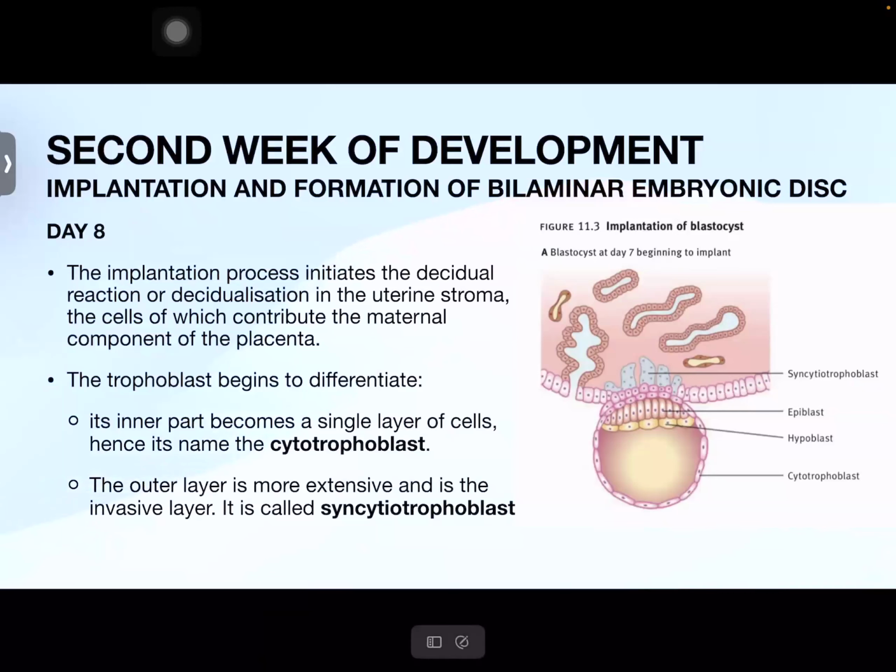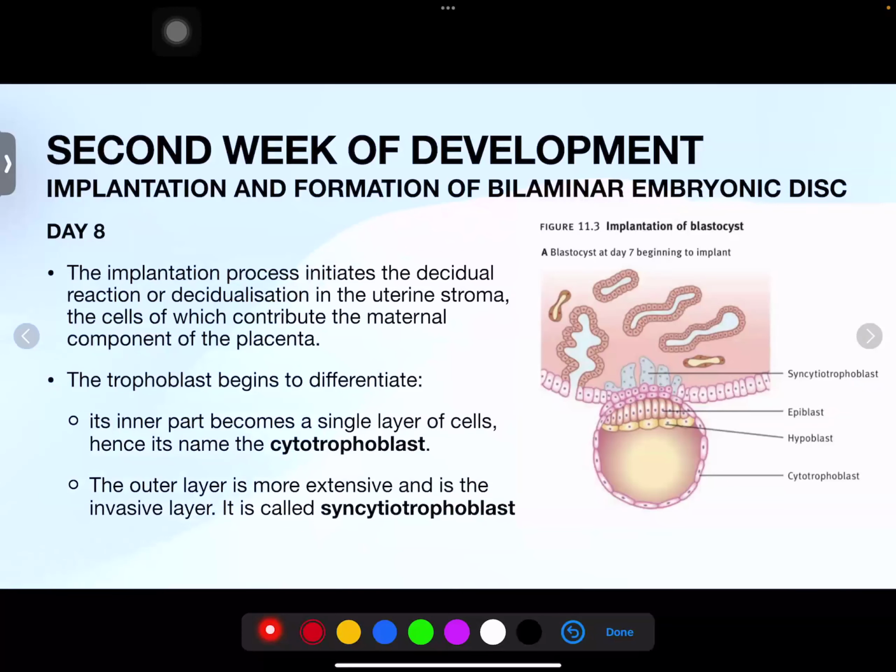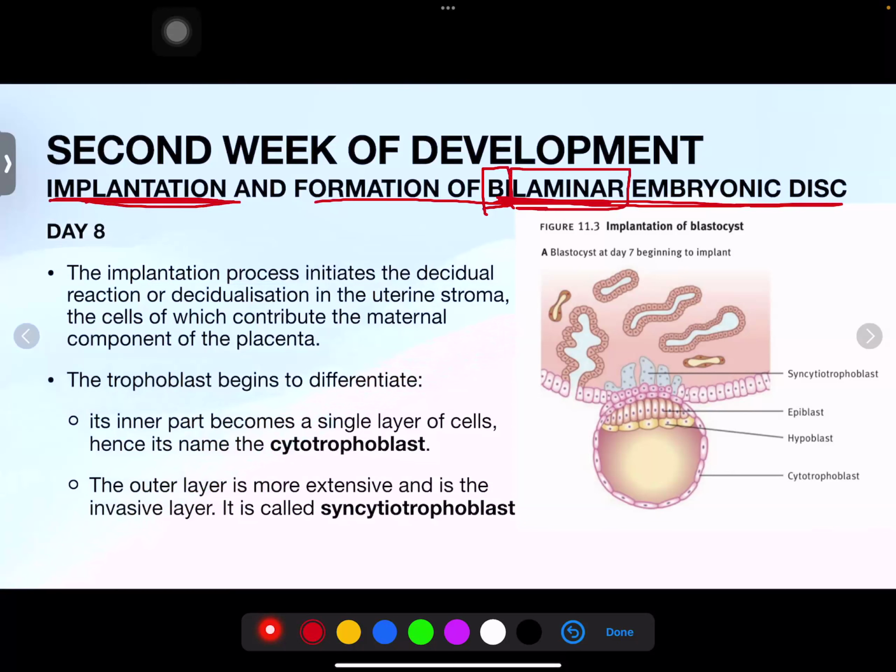Now the second week of development. So the very important thing, what happens during the second week? Implantation. Okay, you have to know the meaning of implantation: that this blastocyst has to be implanted into the uterine wall. So implantation and the formation of the bilaminar embryonic disc. Bilaminar, the name indicates bi means 2, laminar means layer. So a 2-layer embryonic disc would be formed. So this is the whole story of the second week.